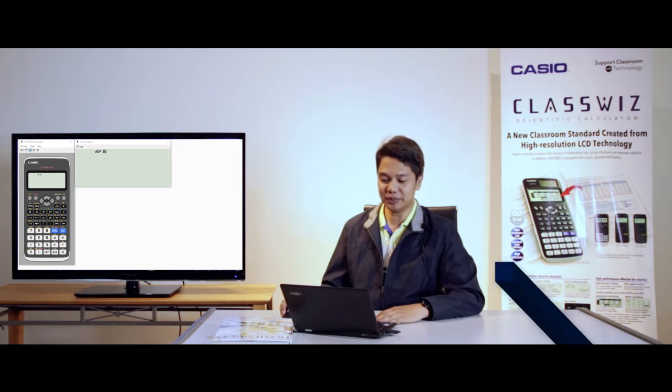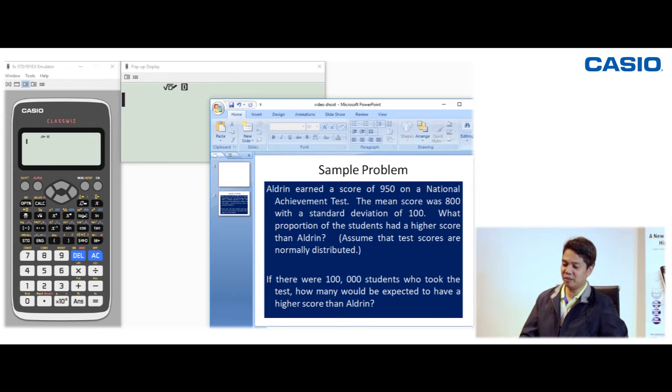Let's have an example. Let's say we have this problem. Aldrin earned a score of 950 on a national achievement test. The mean score was 800 with a standard deviation of 100. What proportion of the students had a higher score than Aldrin? Here, we assume that the test scores are normally distributed.